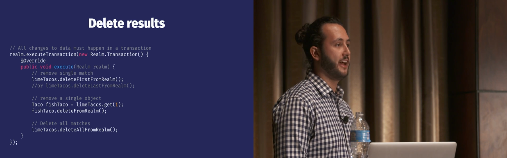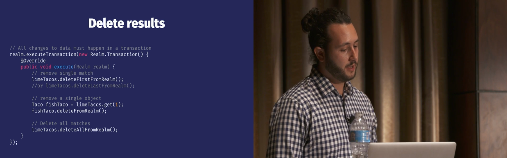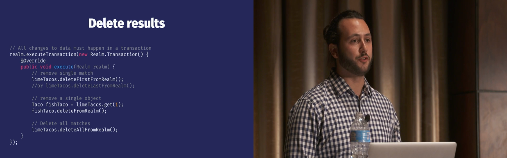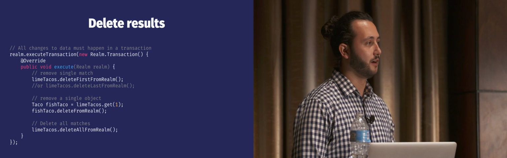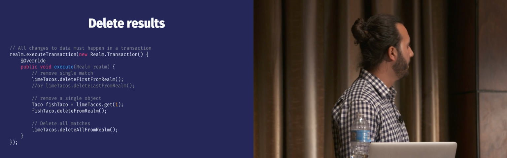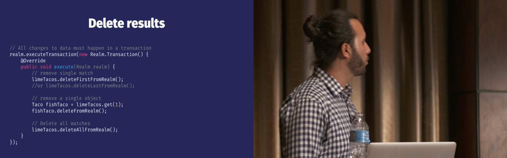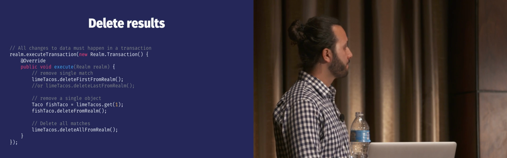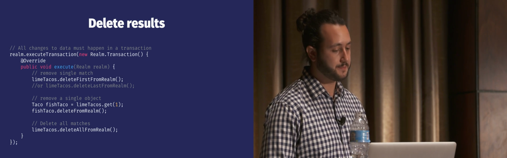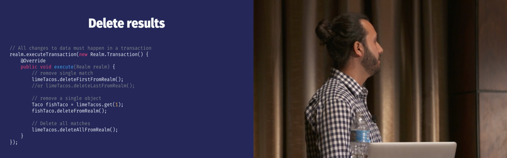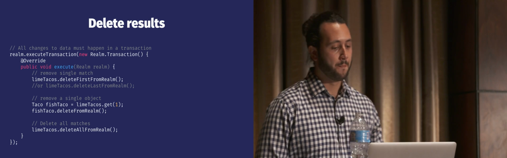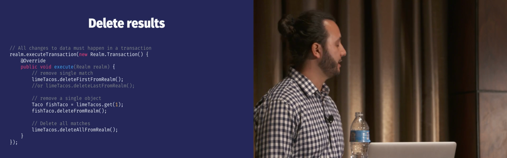Occasionally there comes a time in our lives where we need to delete some tacos. In this instance, we have a list of lime tacos. Maybe we use the wrong kind of lime, limestone instead of real lime, so maybe we need to start deleting some limes from our favorite list. What we can do here is in our Realm transaction block, we can take this list and we can delete the first, delete the last. We can get an object via its index and delete that from Realm, or we can even just delete everything if we need to.